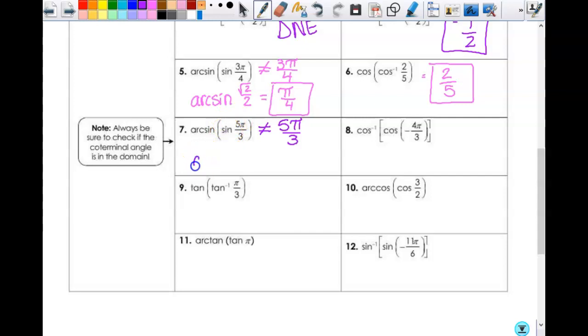Negative π/3. So this could be arc sine of the sine of negative π/3. Does that make sense? Like I could just change the angle, or I could find the value. It doesn't really matter. So then, what's the answer to this? Negative π/3, because negative π/3 fits between negative π/2 and π/2, so my answer is just negative π/3. I actually prefer just finding the value and doing it that way. That just seems easier to me.